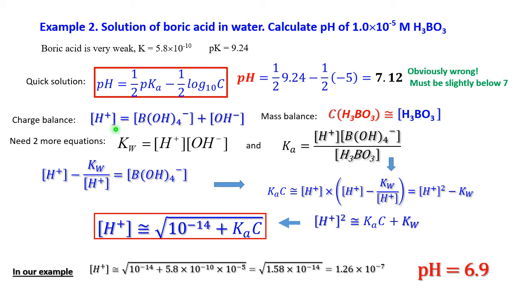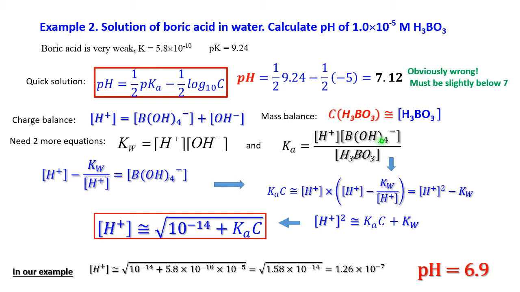So for our charge balance, H+ will be BOH4- and OH-. Two negative ions, one positive. The mass balance will give me that the total concentration of boric acid and its equilibrium concentration is practically the same because it's very weak. Again, this is an approximation. This is not. Two more equations. One is the constant of water. Another is the dissociation constant of boric acid.